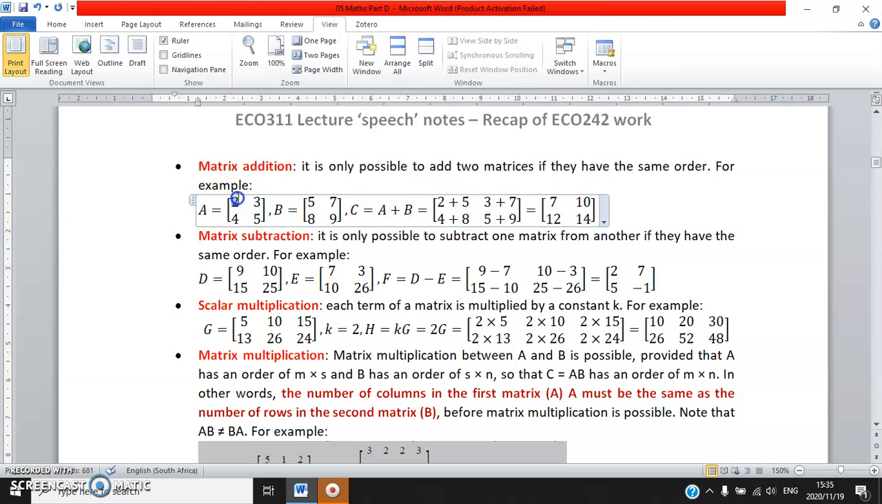So we can add 2 and 5 together, 3 and 7 together, 4 and 8 together, and then 5 and 9 together. And then this is the answer for matrix C.